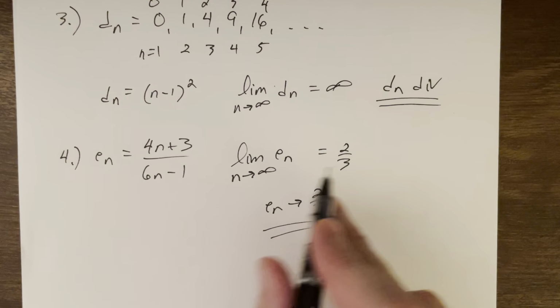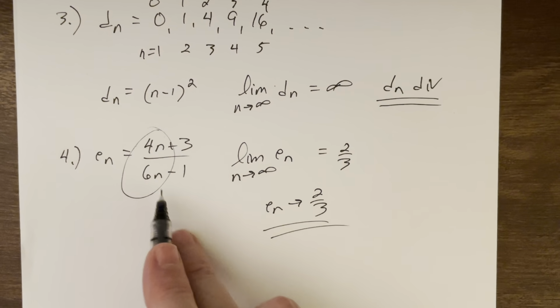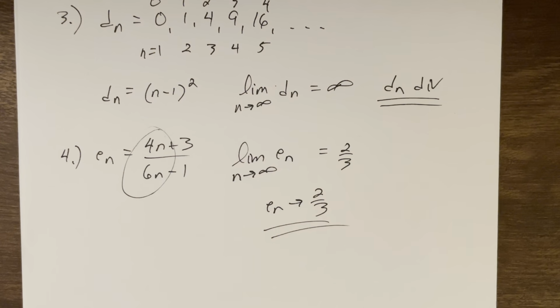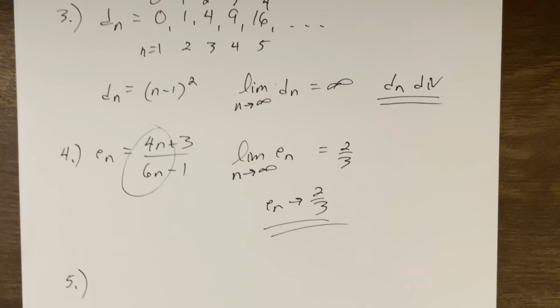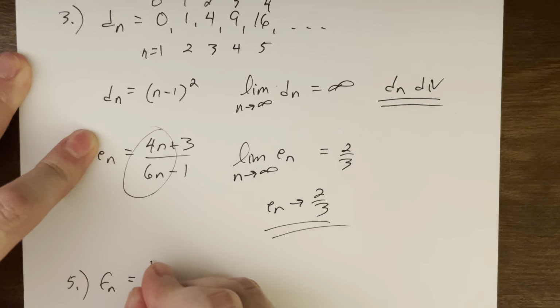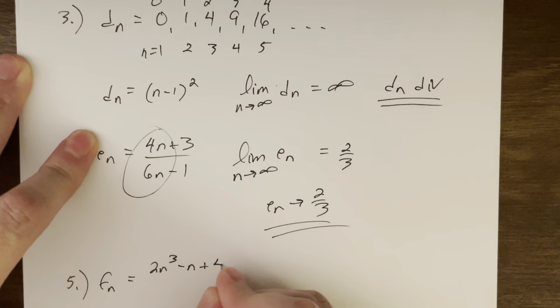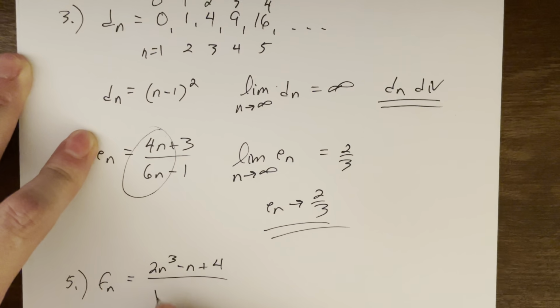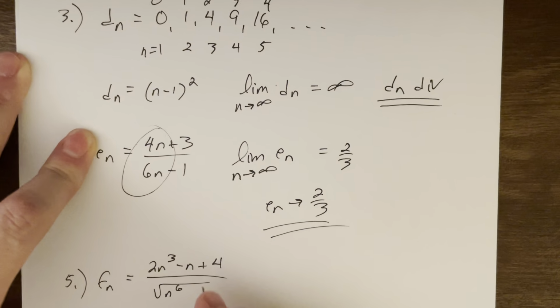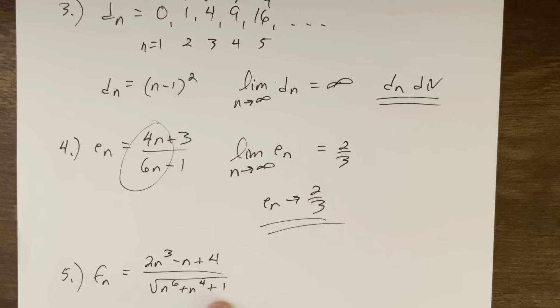You want to do some more, the limit of all of this. You get to break it down just to the 4n over 6n. Again, L'Hopital's rule, make sure you convert to x's. And the same thing for number 5. And this is our last one, everybody. f sub n, let's look at (2n cubed minus n plus 4) all over (the square root of n to the 6th plus n to the 4th plus 1).